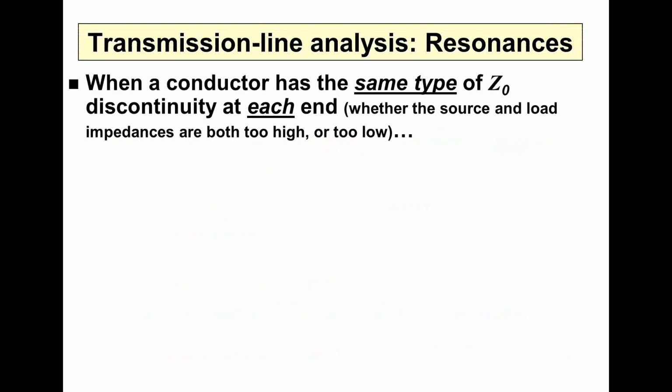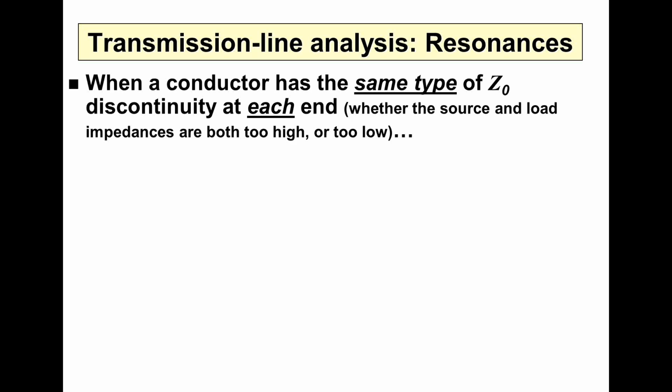We get resonances in transmission lines. These are not the lumped resonances at 1 over 2 pi root LC. They're all to do with the length and the wavelength. We don't get resonances if the transmission line is properly matched.